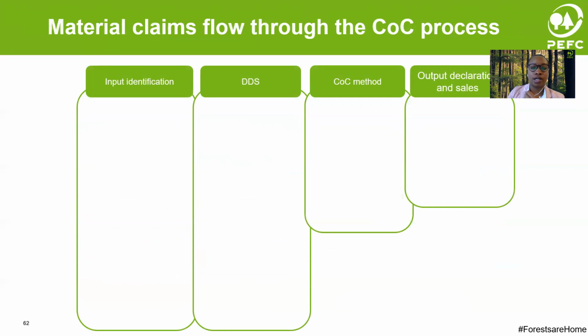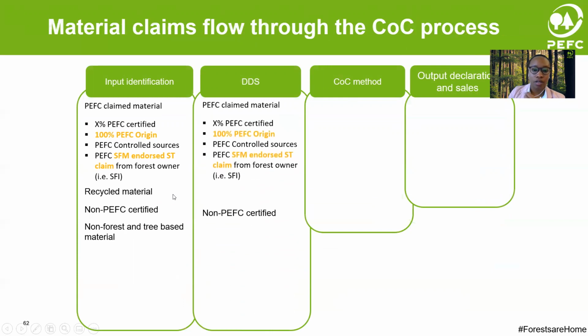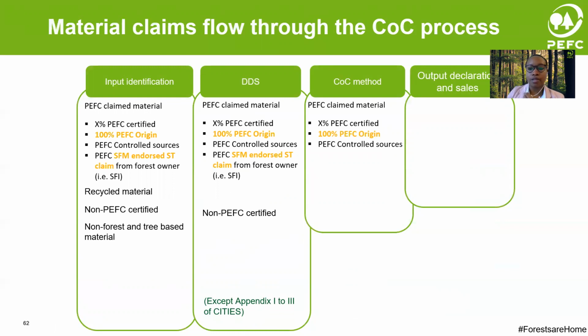And the claims, how do the claims flow through the chain of custody process? So as input, you can have X percent PFC certified, 100% PFC origin, the PFC controlled sources or SFM, and all these others. Under DDS, you can have the same claims, different claims, as well as non-PFC certified. Under the chain of custody method, you can only have the three potential claims. And as output, declaration and sales, you can also only have the three claims, which are X% PFC certified, 100% PFC origin, and PFC controlled sources.